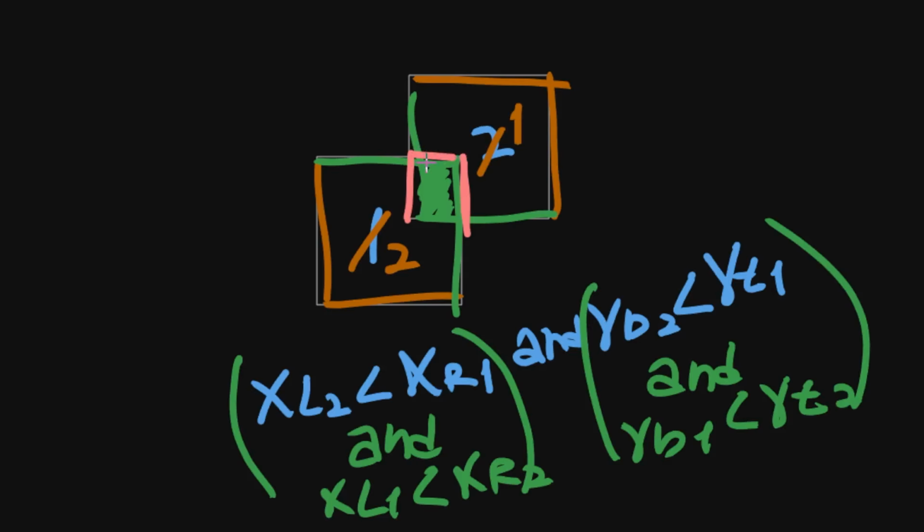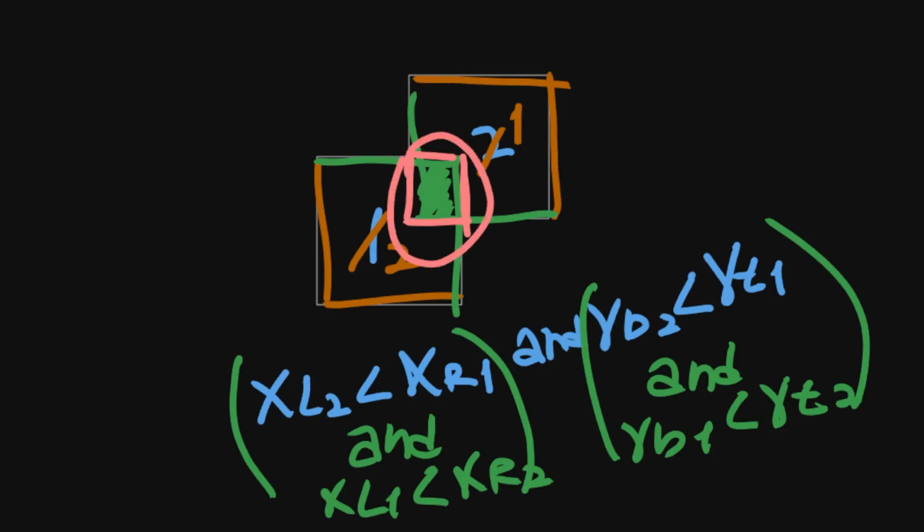So how do we get this? Well, we can take the minimum between these two top values. And how do we get bottom? Well, we can take the maximum between these two bottom values.